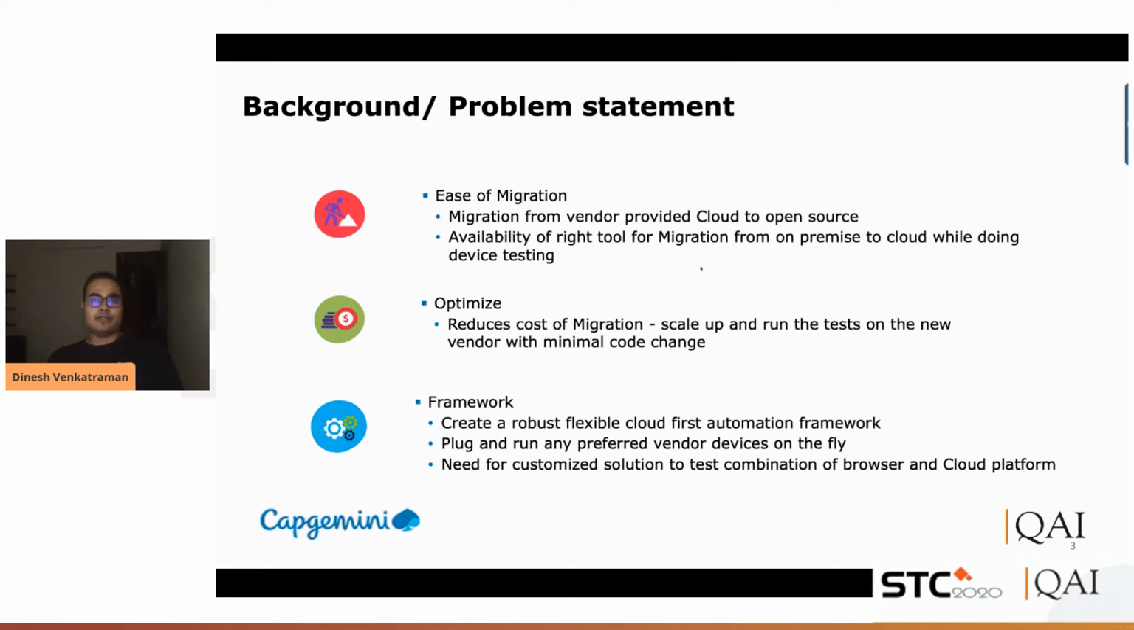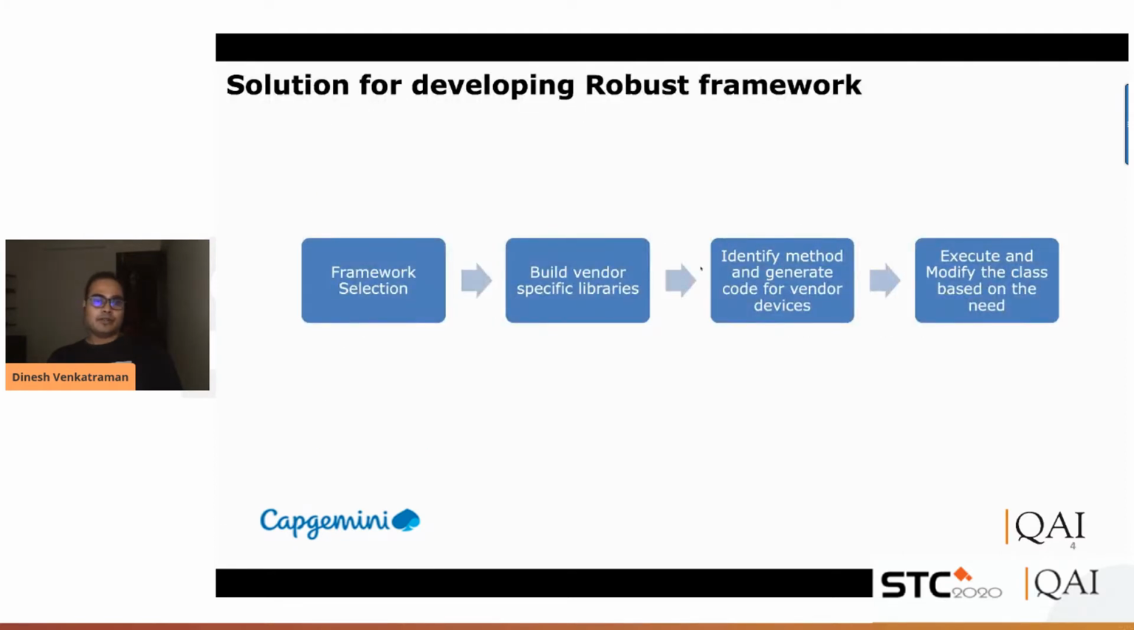You can use this framework for any particular thing, and you can plug and play it anywhere. It can be used for any cloud vendor like AWS or Experitest or Sauce Labs or anything like that. So initially we are going to design the framework and build the vendor libraries, identify the methods for each and every vendor, and then execute the test cases against each vendor to test whether the code has been written well or not.